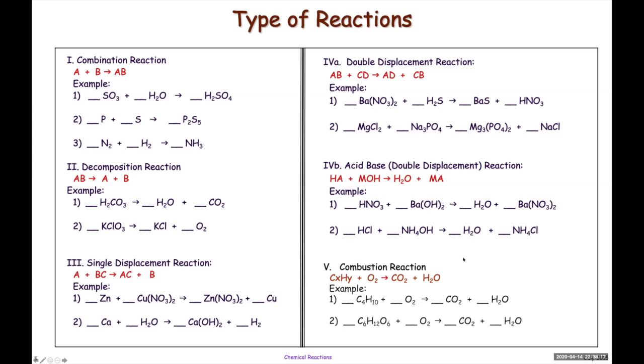Okay, and this is your combustion. A combustion is where you take some sort of fuel, you oxidize it in oxygen, and you burn it. You get a lot of heat, you get a lot of smoke, and you get carbon dioxide and water. So these are the different types of reaction, and I think your pre-lab question has to do with identifying whether you have a combination, decomposition, single displacement, double displacement.